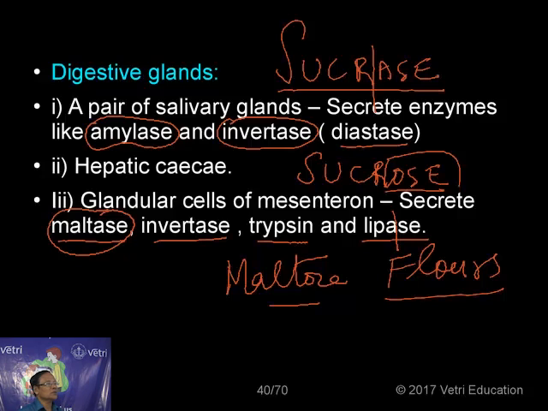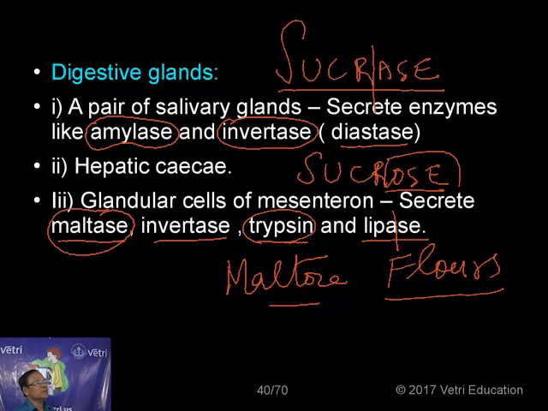Now this trypsin, you know, is the oldest enzyme. There is a nickname for this trypsin: the oldest enzyme. Because it is the only enzyme present in all animals, from amoeba to man. That's why it's called the oldest enzyme of the body. There's a nickname for that. That question also, which one of the following is the oldest enzyme? We can get it in physiology, digestive system. Oldest enzyme.